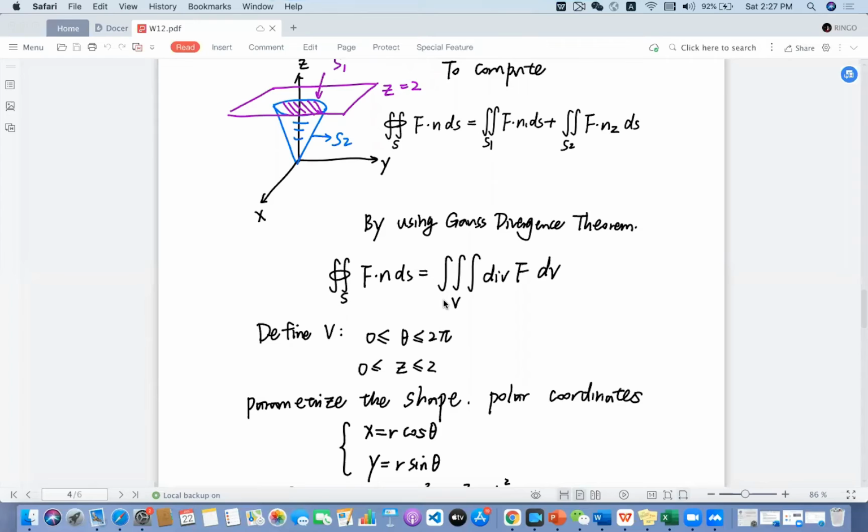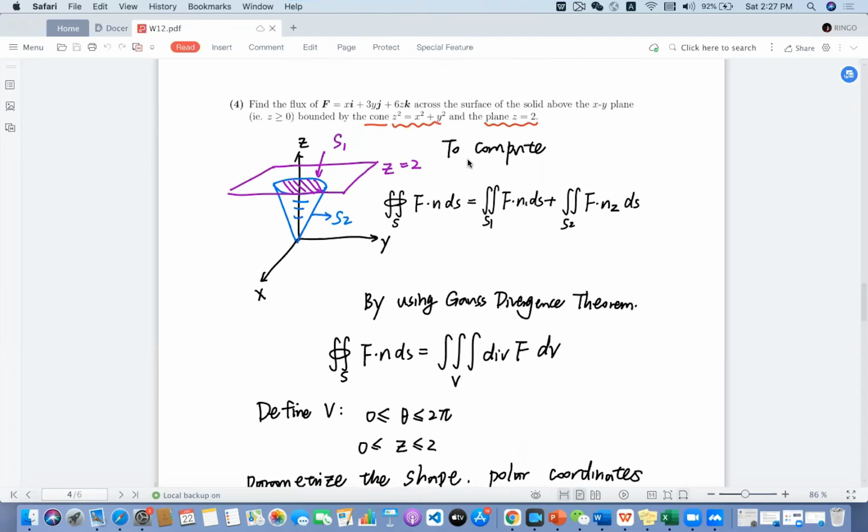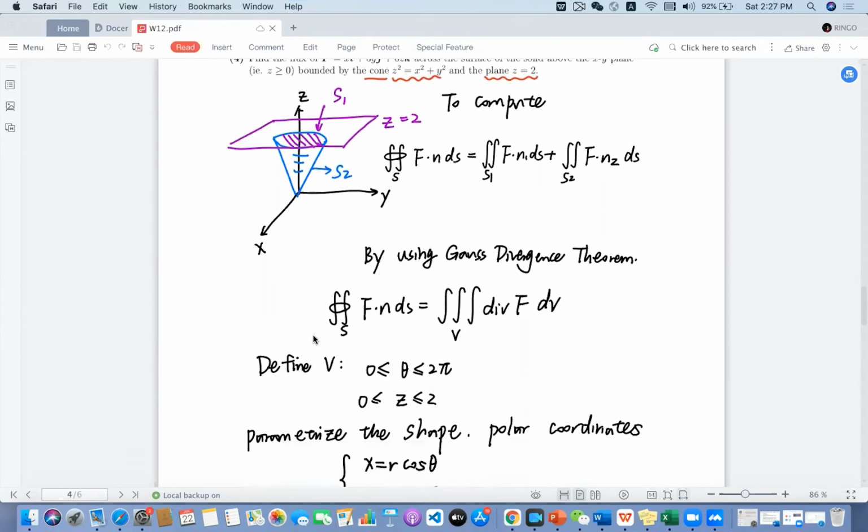To compute this triple integral, firstly, we have to define the volume. As we are talking about the entire cone, it gives us theta from 0 to 2 pi, and it has also been given in the question that z is from 0 to 2. And then we can parameterize the shape by using polar coordinates. It is relevant to a disk.